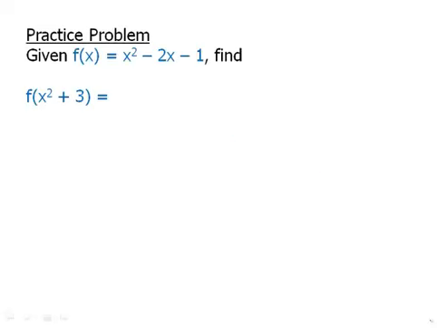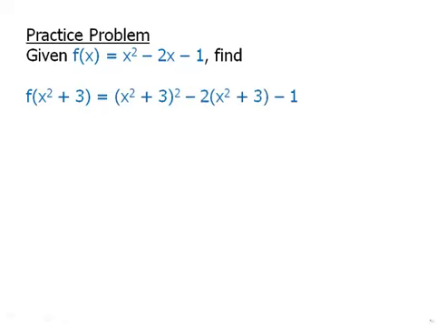So here's a practice problem. Given this function, x squared minus 2x minus 1, find f of x squared plus 3. So pause the video and then we'll discuss this. Okay, this is tricky. Every x in that original function expression, x squared minus 2x minus 1, is going to be replaced by x squared plus 3.